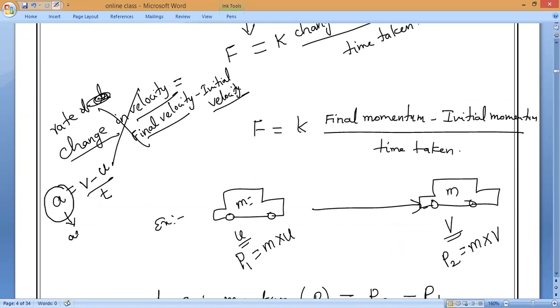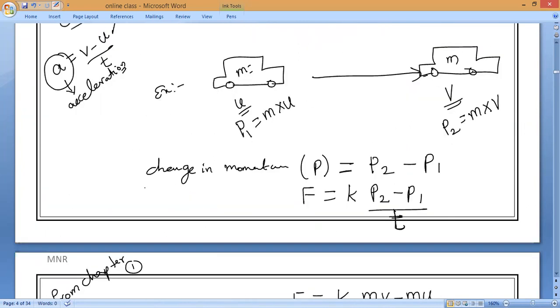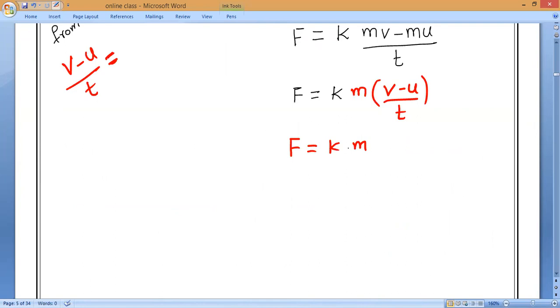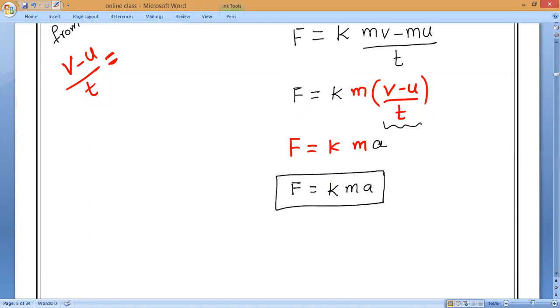Acceleration. So can I replace V minus U by T with acceleration? Yes, please respond. So I can replace this full term with the acceleration. Now, force applied is equal to K into M into A. This is the formula for which law? Newton's second law. Understand?